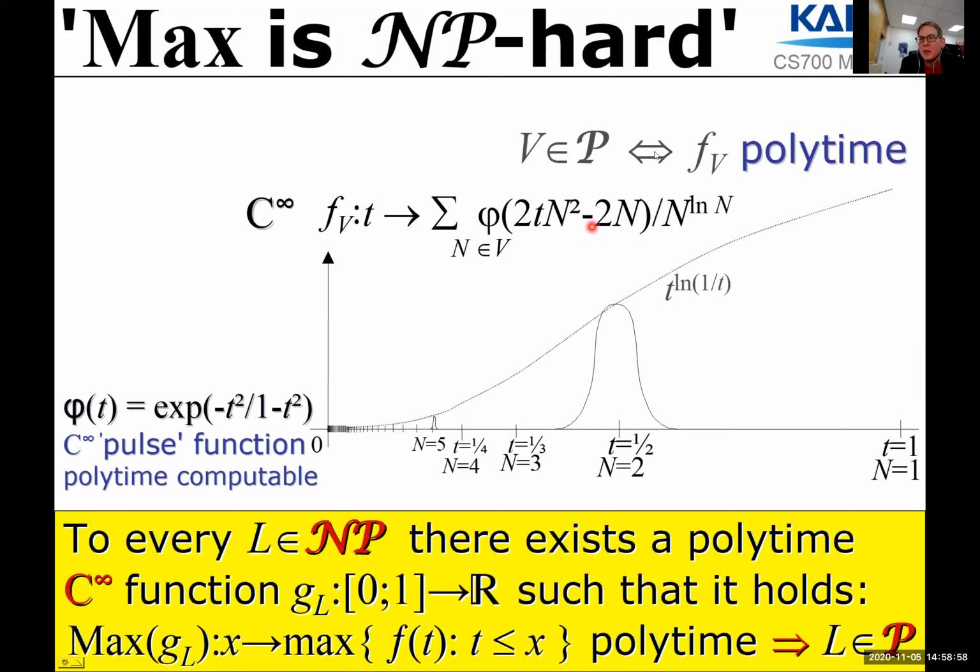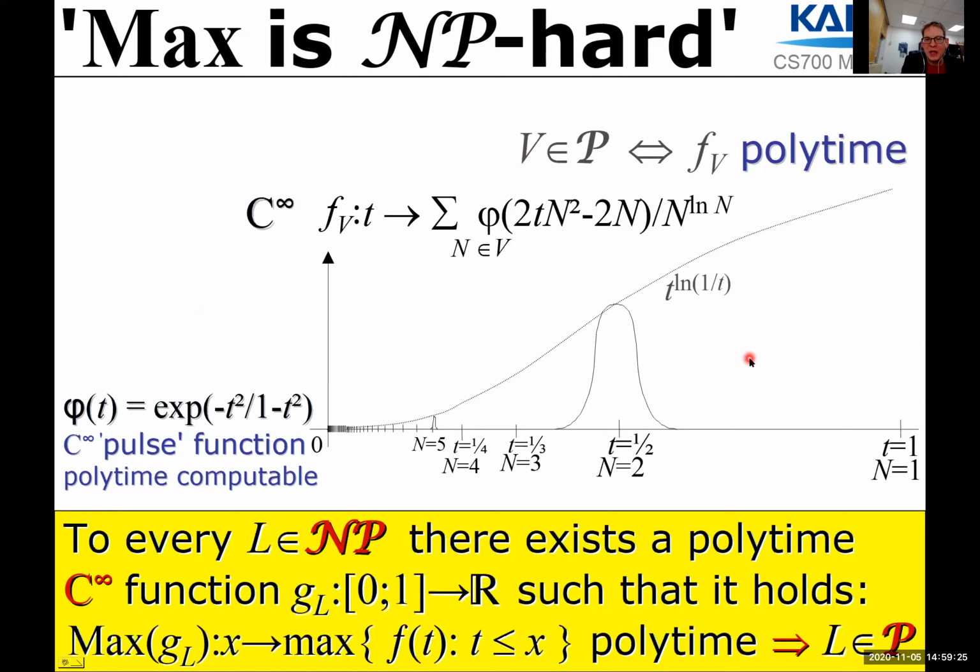So that establishes one direction, and observe that indeed the hypothesis that the problem V is polynomial time decidable has entered crucially into our algorithm, right? Now let's look at the converse implication. Suppose that the function is polynomial time computable, then we can obtain an algorithm that decides this discrete decision problem V.